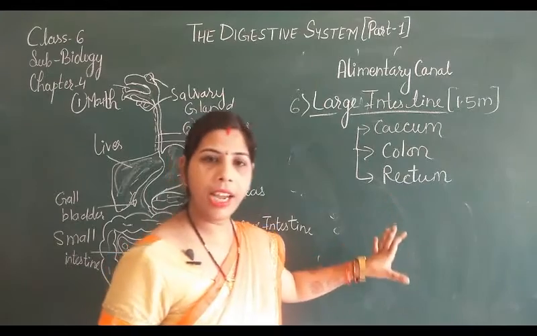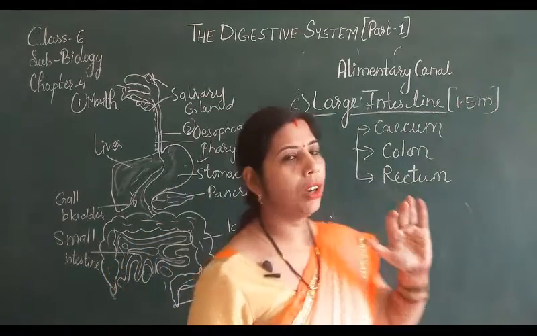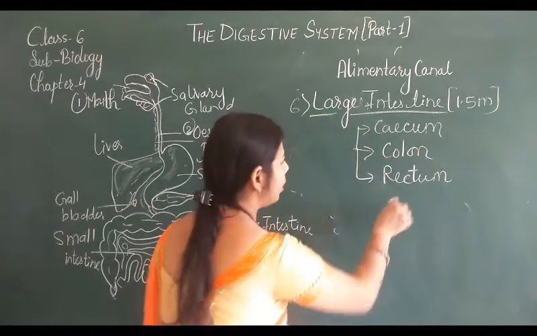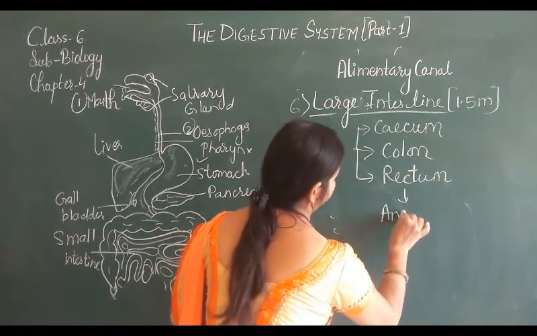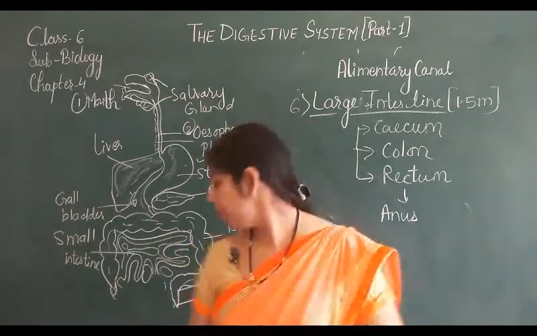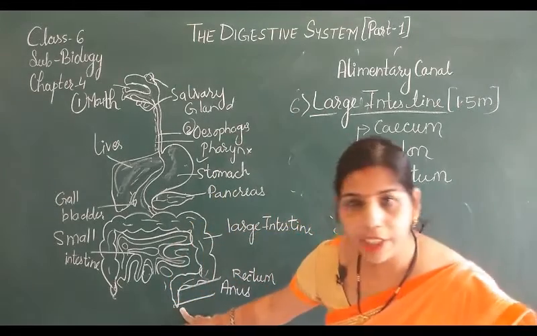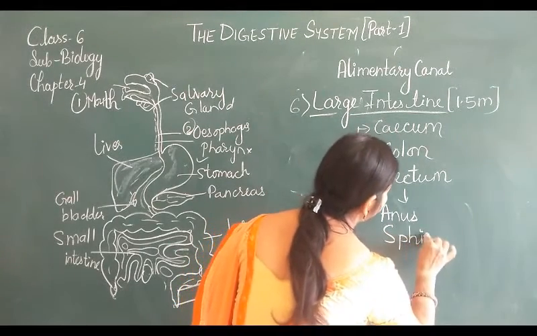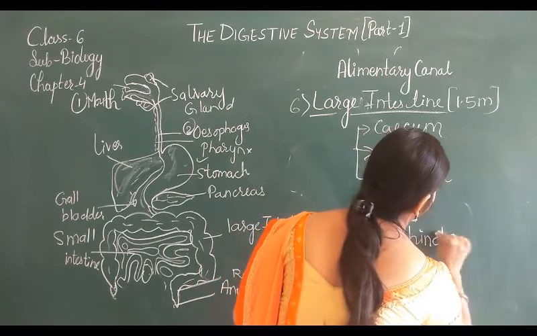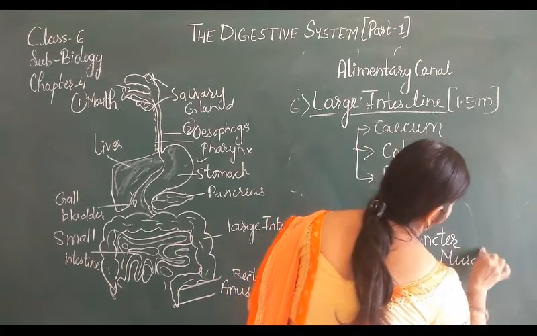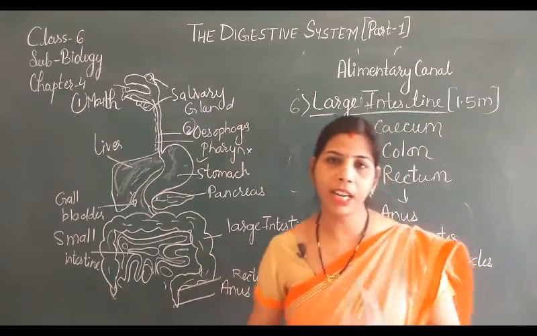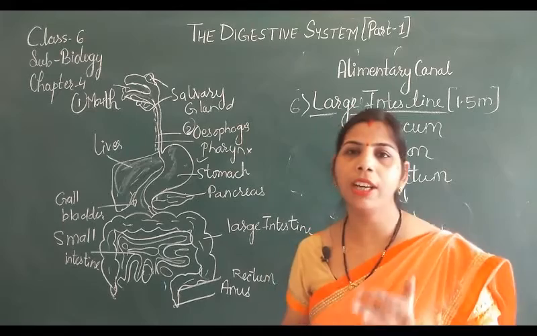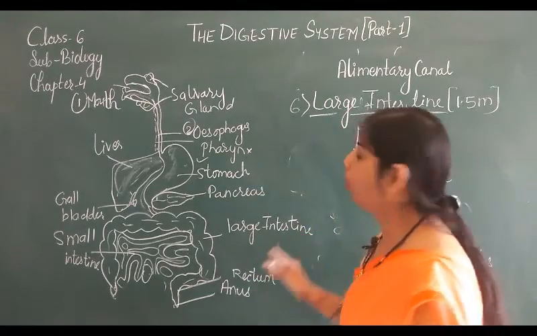The large intestine is utilized for removal of waste material, and the rectum finally opens into the anus. And the anus is also a very important point. Look here, because it is provided with one special type of muscle which is known as the sphincter muscle, which contracts and releases and helps in the removal of undigested waste from our body.